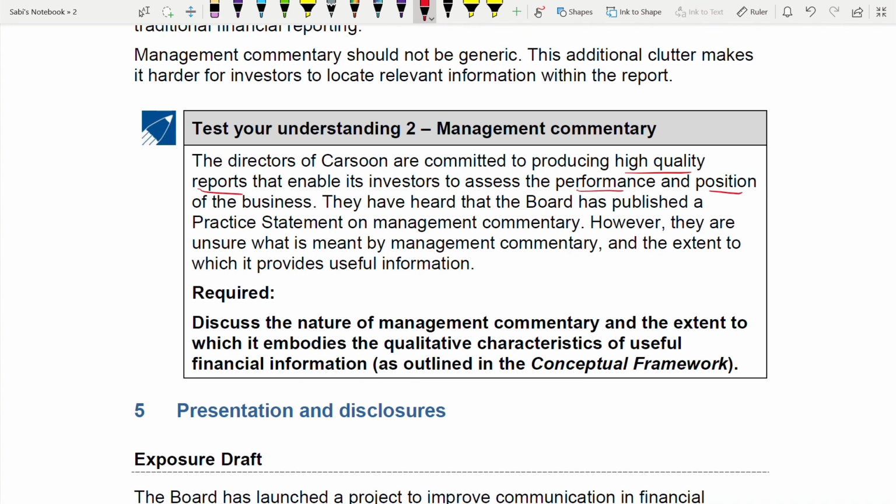That means when you're answering this question, there are two things you have to take care of. Number one, the nature of the management commentary. Number two, the qualitative characteristics. These qualitative characteristics were explained in your lecture 1, if you go back, under the conceptual framework. You have to talk about the 6 qualitative characteristics and link them with the management commentary answer. Okay, so now let's see the answer.